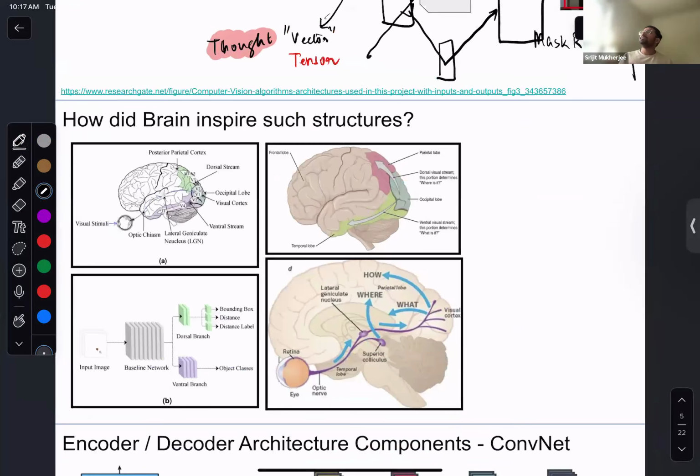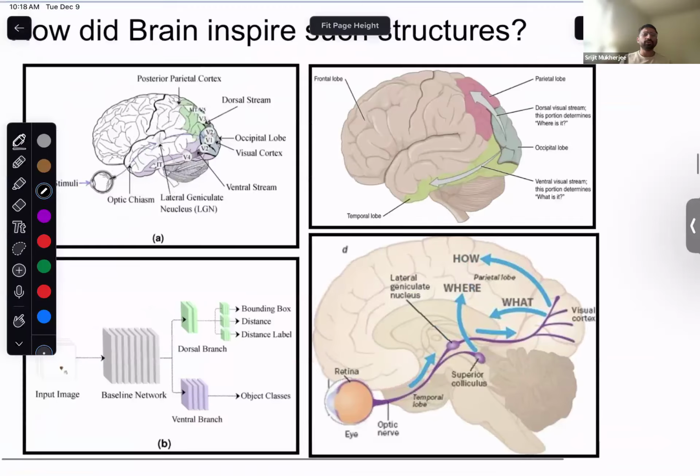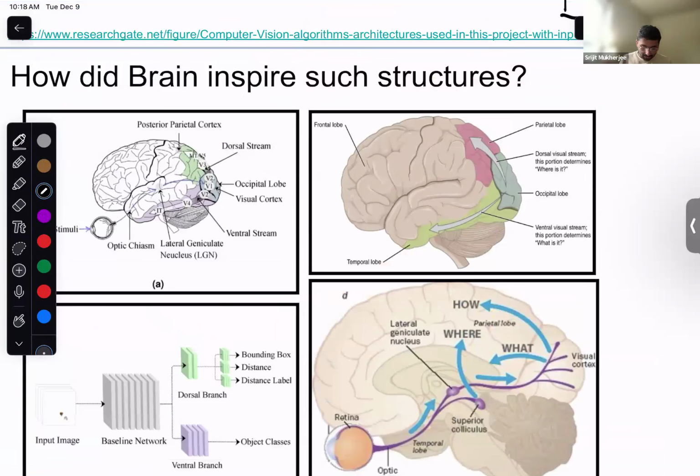So the main question is, how did the brain structure, from where the term neural networks came, inspire this hierarchical structure of feature detection and feature extraction? Because it exactly happens in the brain too. For example, I will not go into details, but let me tell you the basic idea. For example, you have the eye here. It goes through the brain to the final visual cortex.